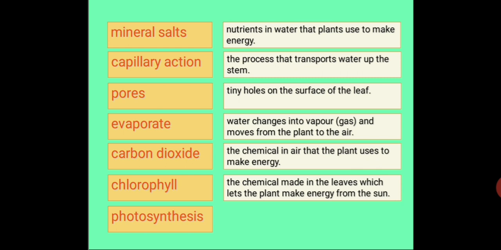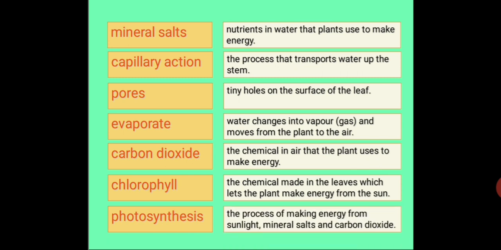Oh, there's one more. Oops, I forgot the last one. Photosynthesis, maybe the most important one of all. Photosynthesis is the process of making energy from sunlight, mineral salts, and carbon dioxide. So when the plant takes in carbon dioxide, sunlight, and mineral salts, and it makes energy, we call this photosynthesis.